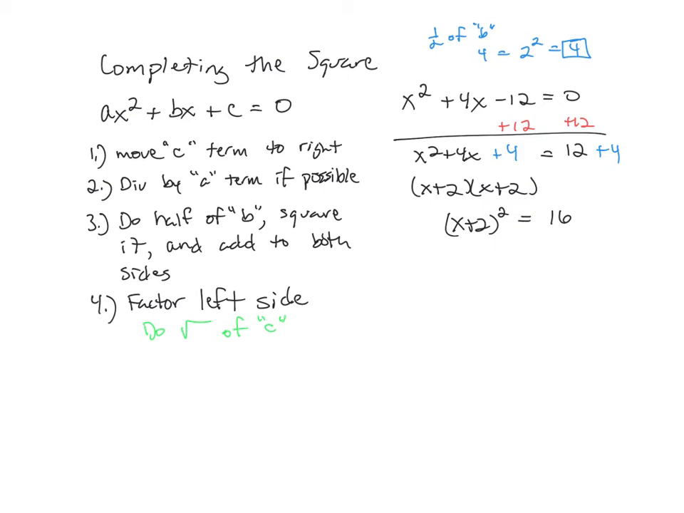The reason that we do this step 3, do half of b squared, add it to both sides, is to create a situation where what times what is 4 that adds up to 4: 2 and 2. So you just do the square root of that new c number that you put in there, and you're going to get the numbers that you need. So if that was a 9, square root of 9 is 3, and it would be either x plus 3, x plus 3, or x minus 3, x minus 3. So it does depend on that middle x, the b term. If it's positive, we do plus plus. If it's negative, we do minus minus.